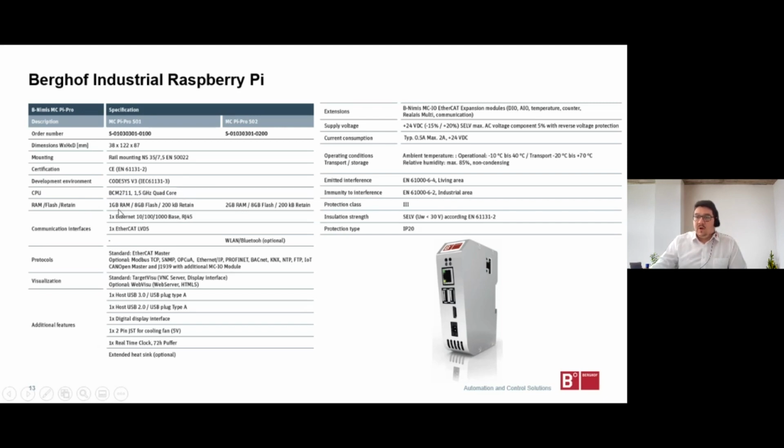We have 2 variants, one with 1 GB RAM, 8 GB flash, and 200 GB retain, and the second one with 2 GB RAM and 8 GB flash. We provide a gigabit Ethernet connection on the device and also 1 EtherCAT via the LVDS at the side bus. Additionally, Wi-Fi and Bluetooth will be optional with the second hardware variant.